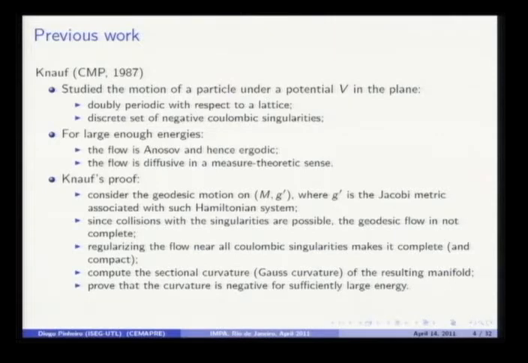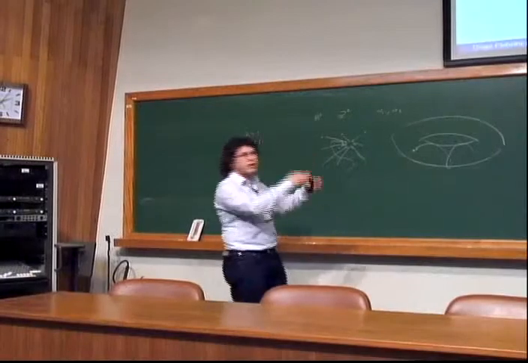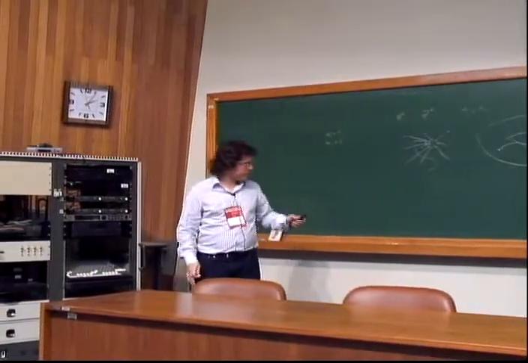Then what he needs to do is to regularize the flow on a neighborhood of these singularities. Then the flow becomes complete and compact. And then it goes on and proves that for sufficiently high energies, in fact, the Gaussian curvature is negative. And therefore, it gets a geodesic flow on a surface with negative curvature, and therefore Anosov. The other properties are consequences.